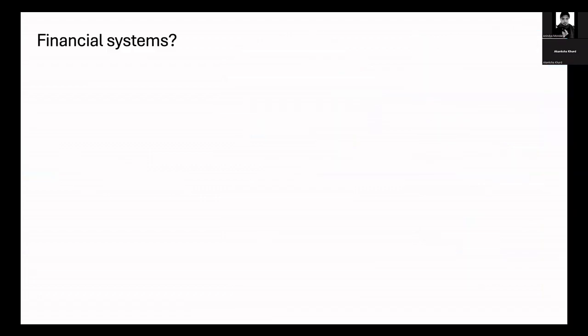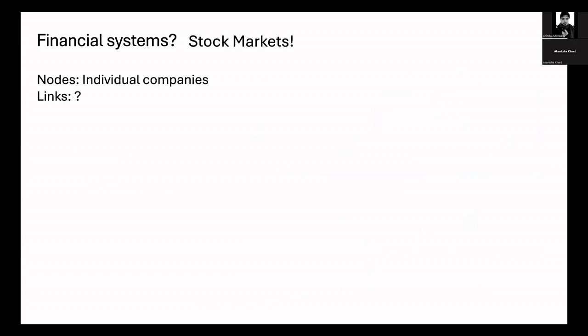But what if I want to study financial systems with a network science perspective? In this case, the most common choice is the stock market network, where the choice of nodes is obvious as the companies. But what about the links? How do I connect two stocks? The intuitive answer to that is that you connect two stocks if they somehow behave similarly or show similar trends.